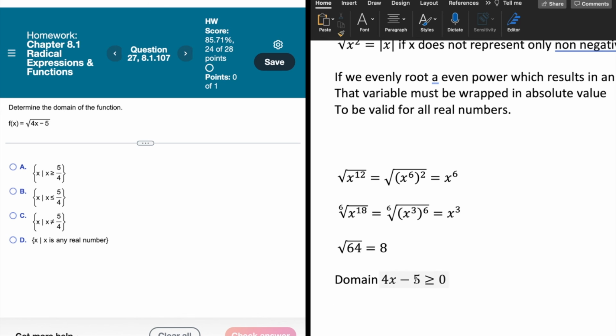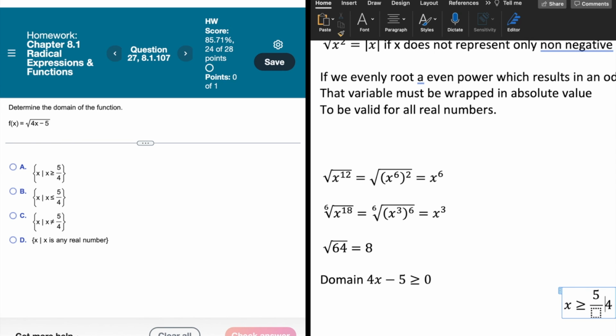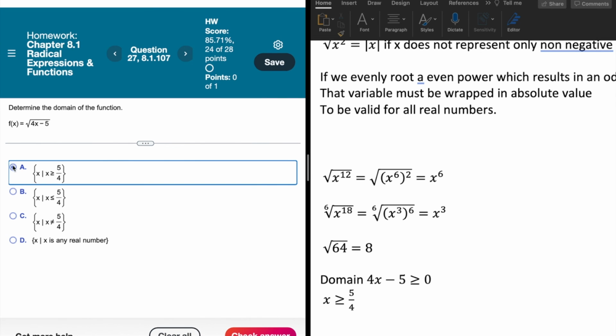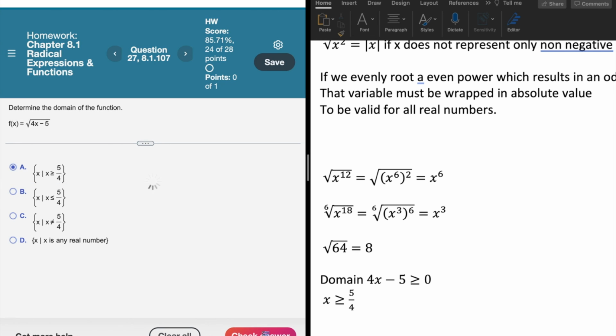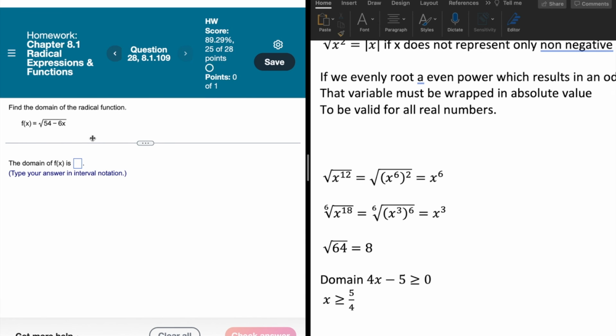Well, we need to algebraically simplify that, and we can do that by adding 5 and then dividing by 4, and if you do that, you're going to end up saying that x is greater than or equal to 5 over 4. And that would be your domain of your function. So which answer choice looks like that? Well, A looks like that. And I believe 28 will work in a similar fashion. Yep. So that gets us through 8.1.